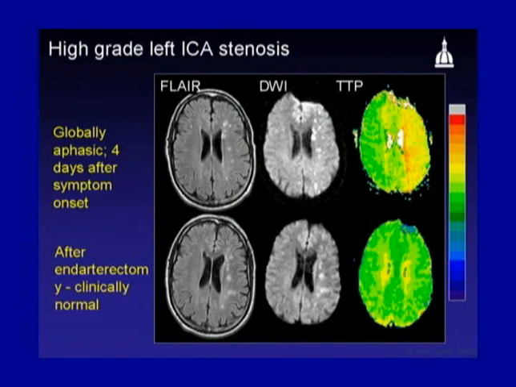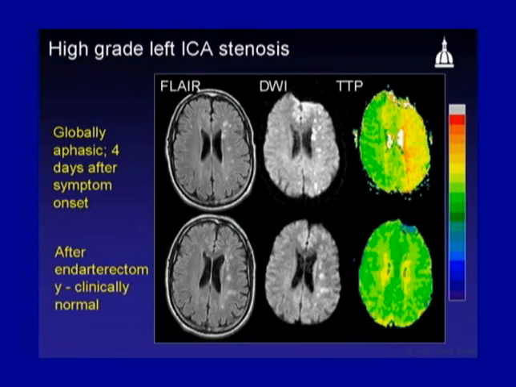So one of the things that perfusion imaging could be quite useful for is monitoring the success of reperfusion therapies. This is a very interesting patient who was actually globally aphasic, and this scan was done 4 days after the onset of their symptoms. And you can just see the scattered infarcts on the FLAIR scan in the deep white matter. But the reason this patient is globally aphasic is the hypoperfusion, the cortical hypoperfusion here of Wernicke's area.